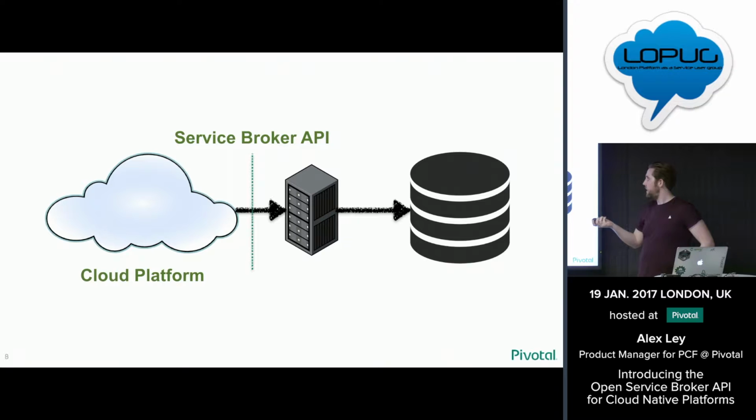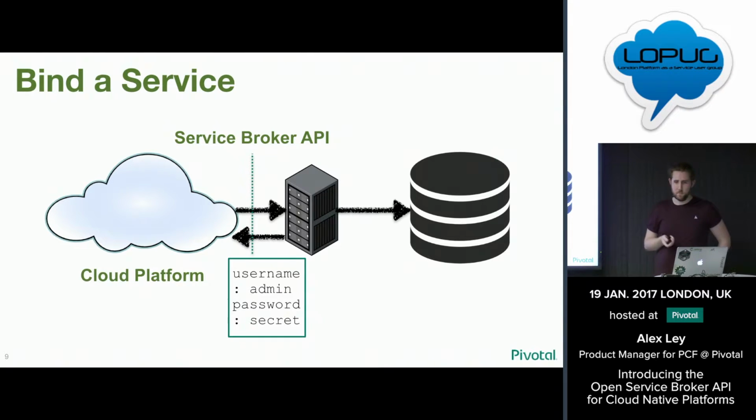So the next step is binding to a service. This is where you need to be able to return some credentials to your cloud platform so the application can understand how to talk to the service you just created. This is also a responsibility of the service broker. It's handled through the Service Broker API specs. And so you can see here, an example would be the username and password. You probably also return the IP address or the connection address for the database.